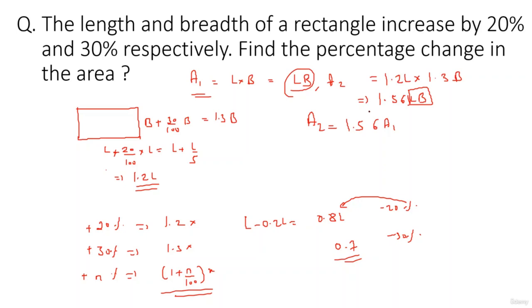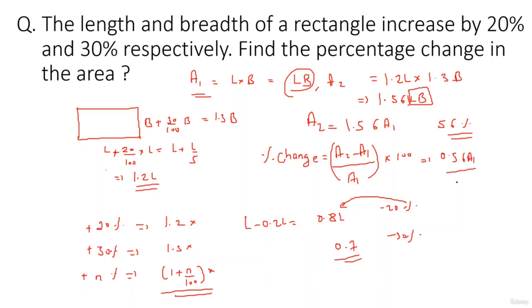If A2 is becoming 1.56 times, just now we saw if a value increases by 20%, it becomes 1.2 times. If a value increases by 30%, it becomes 1.3 times. So if it is becoming 1.56 times, it is basically an increase of 56%. Or you may apply the formula for percentage change also. Percentage change is equal to final minus initial upon initial multiplied by 100. So 1.56 A1 minus A1 is 0.56 A1. Divide by A1 multiplied by 100 will give you the same answer, 56%.